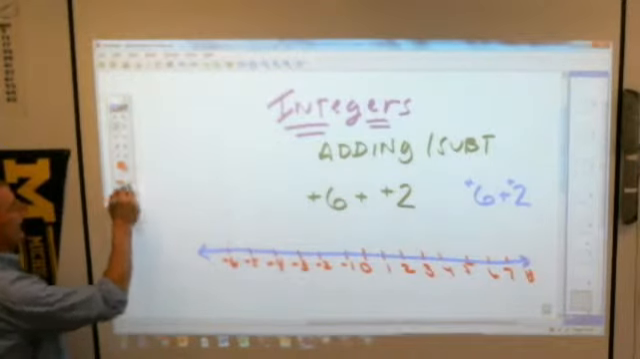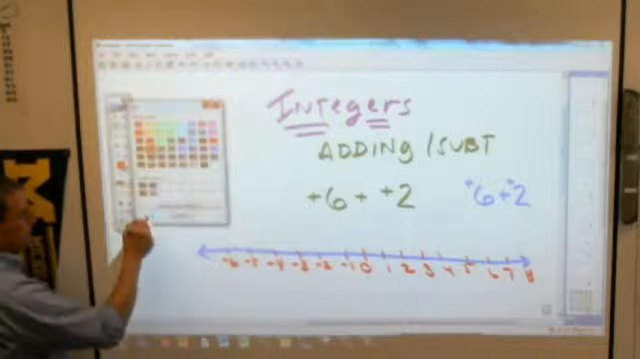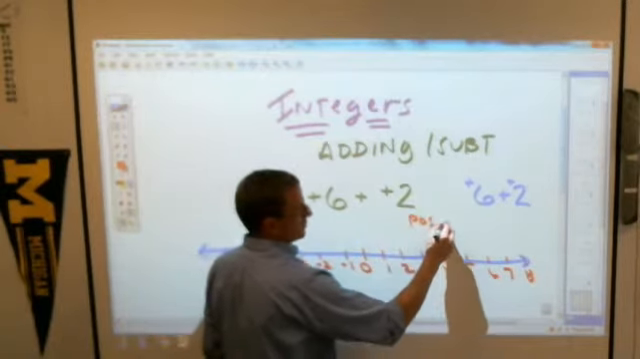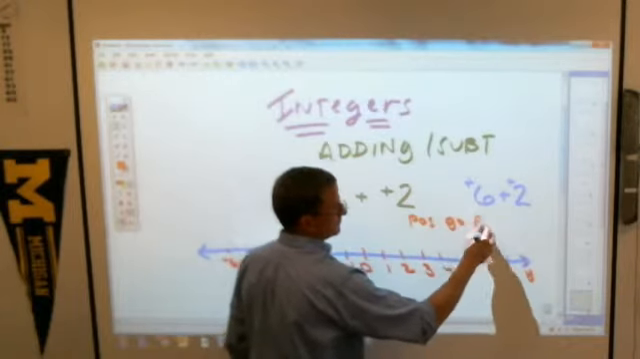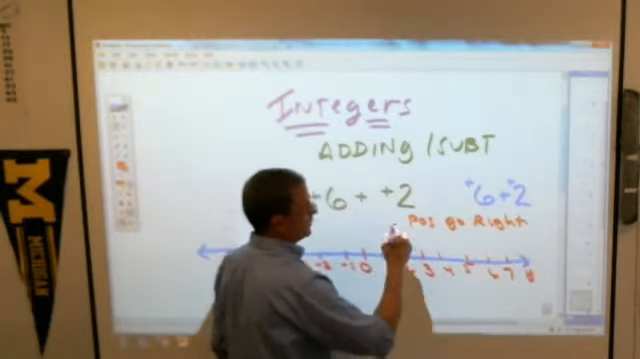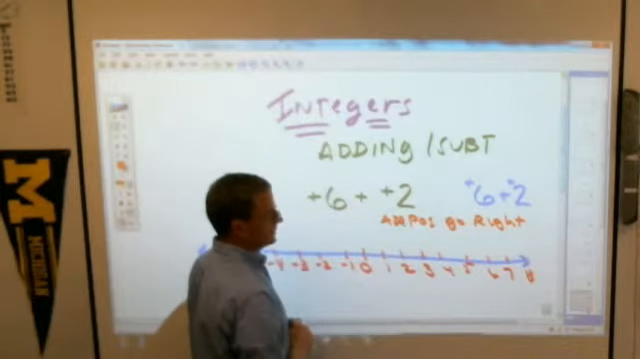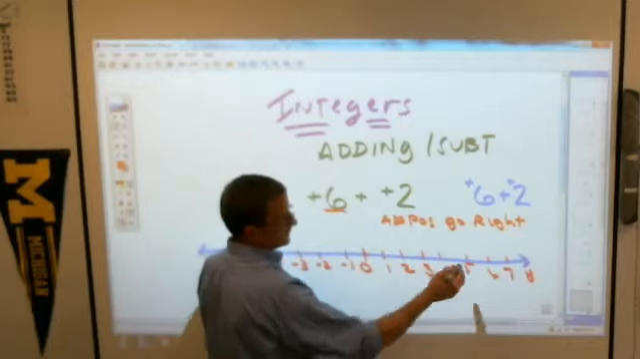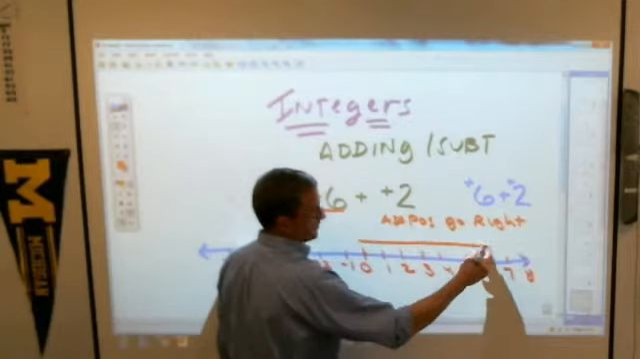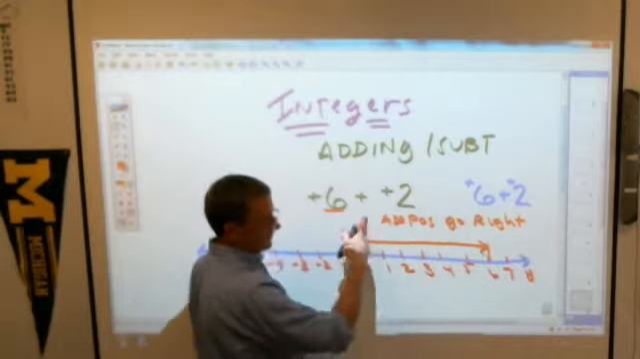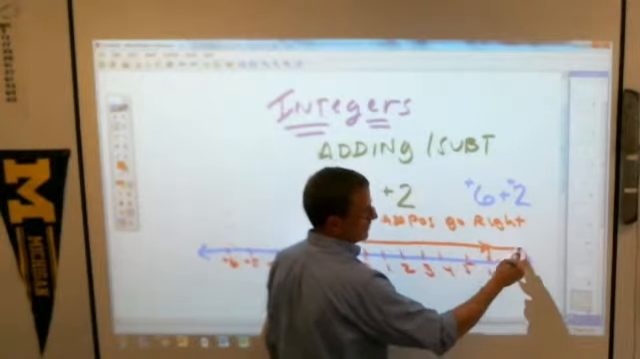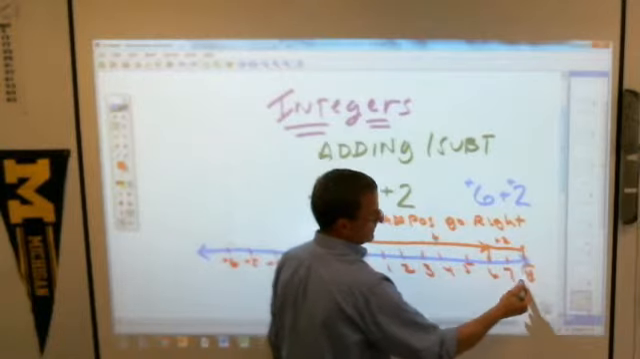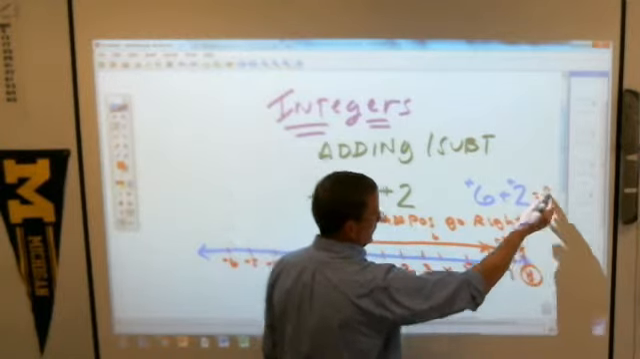When you add positive integers, you just go to the right. In other words, first of all, we start at 0. We start at positive 6, which means right here. Here's my positive 6. And then I add 2. I just go 2 places to the right. And 6 plus 2 is 8. We've done that forever and a day.